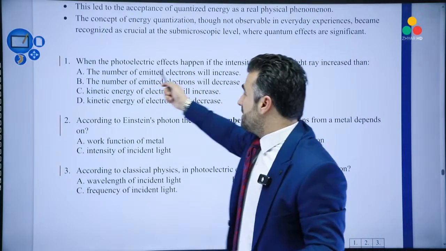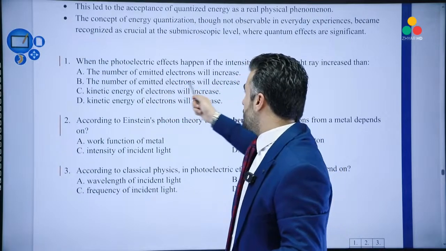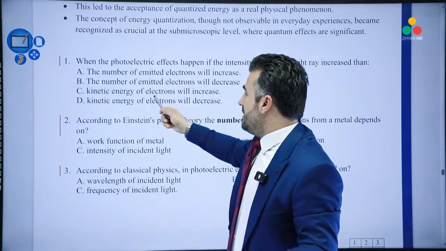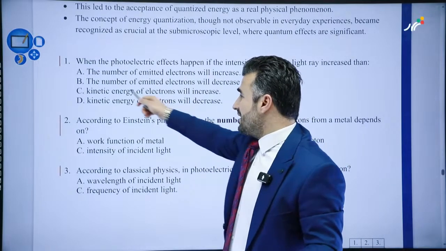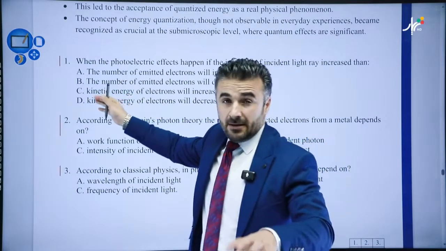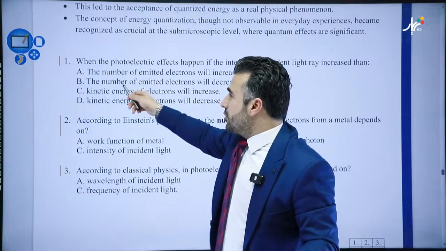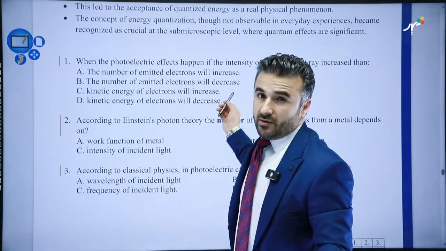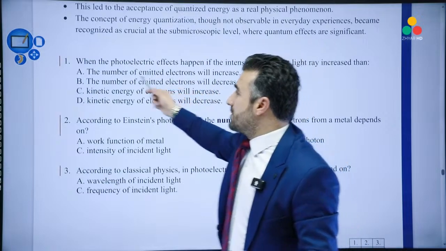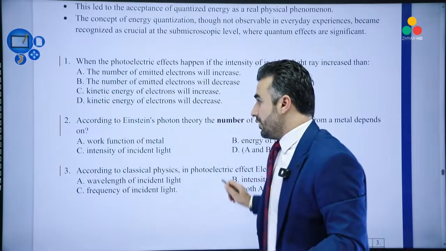The options say the number of emitted electrons will increase, the number of emitted electrons will decrease, kinetic energy of the electron will increase, kinetic energy will decrease. We said kinetic energy has nothing to do with the intensity, okay? So it is either A or B. This one says the number of emitted electrons increases, the other one says decrease, so the correct option is A because it just increases.